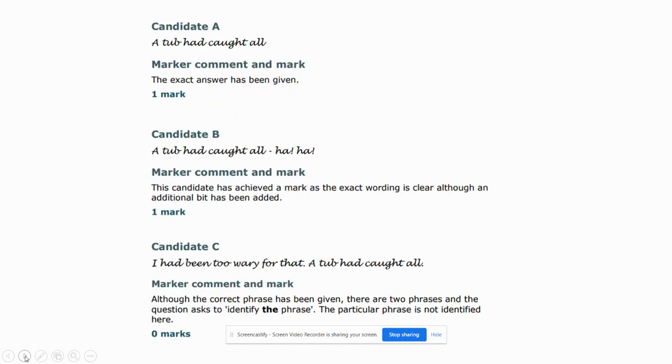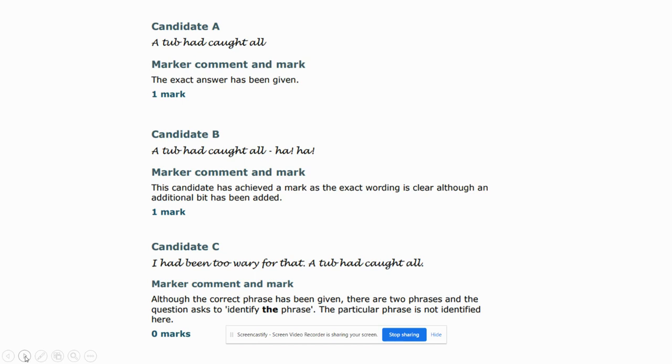Okay, here are three different candidates and their contributions to that question. I think it's quite useful to see which ones do and don't get the mark. So let's have a quick look at candidate A. Candidate A put, "A tub had caught it all." Now, the exam marker's comment and mark is that the exact answer has been given. So if you got that one right, then great, that gets the full mark.